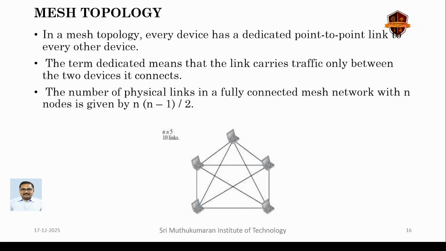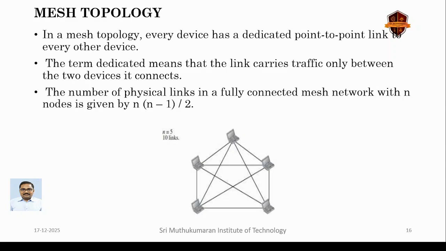In this topology, we can find the number of connections in the network by a given formula, that is n into n minus 1 divided by 2. For example, if the number of nodes is n, when you apply the value of n in the formula, you get 5 into 5 minus 1 divided by 2. So 5 minus 1 is 4.